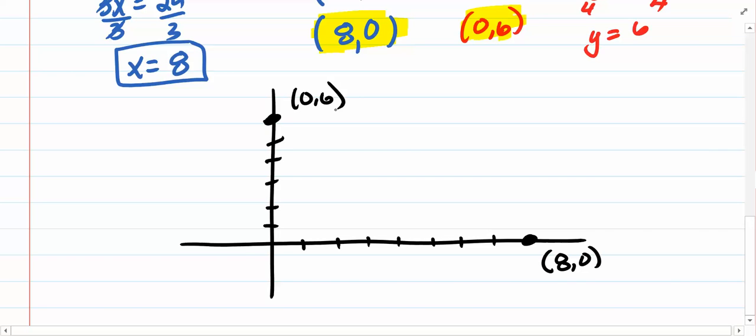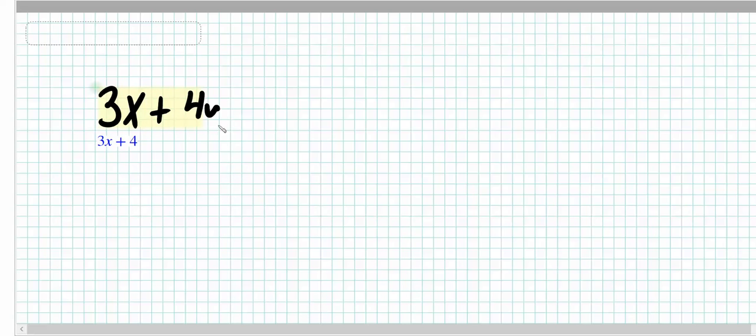How many points do you need to make a line? 2. You need 2 points. Do I have 2 points? Yeah. I certainly do. I have enough information to make a quick little sketch of that line like that. Okay, so to check this, let's make sure we did this right. So we had 3x, right? Plus 4y is equal to 24. Is that right? Is that what we had?